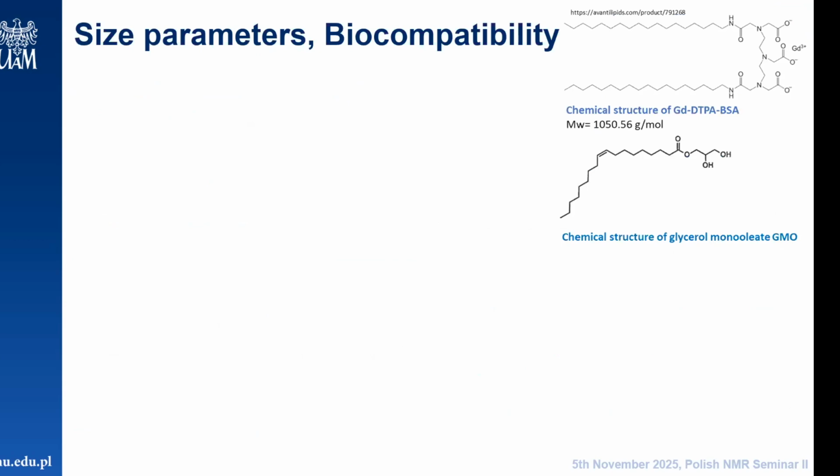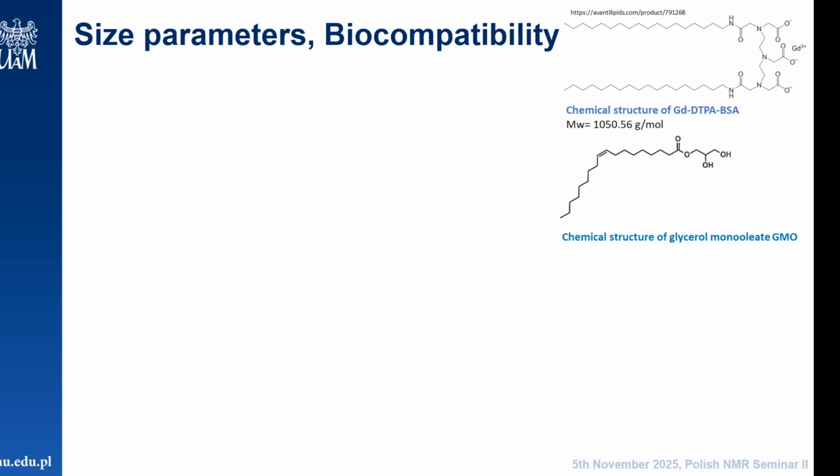So I made an effort to create a novel class of gadolinium contrast agent. At least I tried, and I used 3 compounds. The first one was glycerol monooleate, which was the matrix. Also gadolinium chelating lipids, so Gd-DTPA-BSA. And the third one was Pluronic, which was the stabilizer.